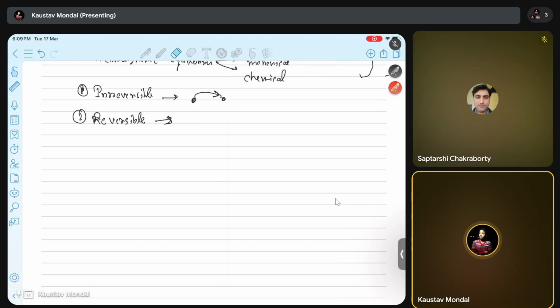If during the process there is some dissipative force involved, in that case the process is known as an irreversible process. In the reversible process, there are no such dissipative forces present, and you can switch back from the final state to the initial state also. So here dissipative forces exist in irreversible processes, and there is no dissipative force in reversible ones.